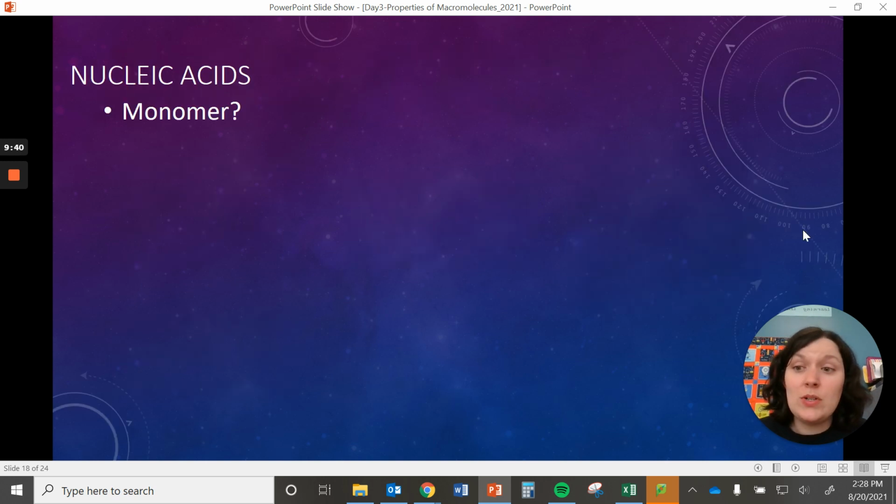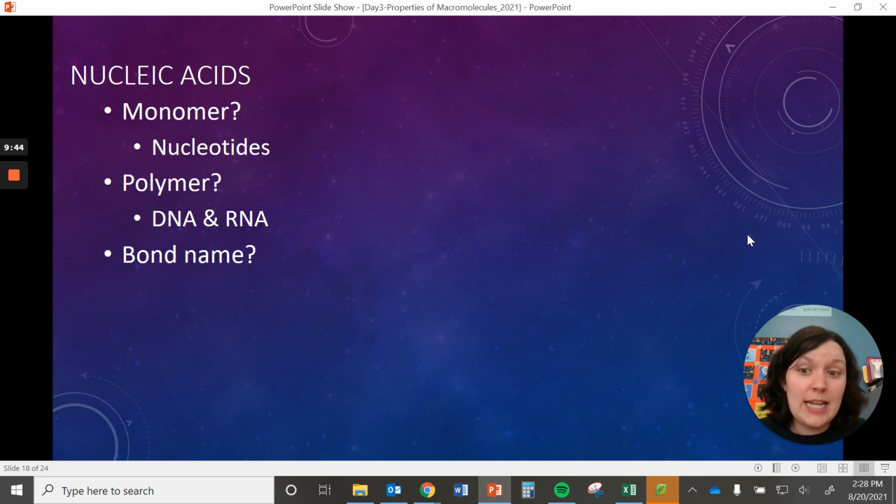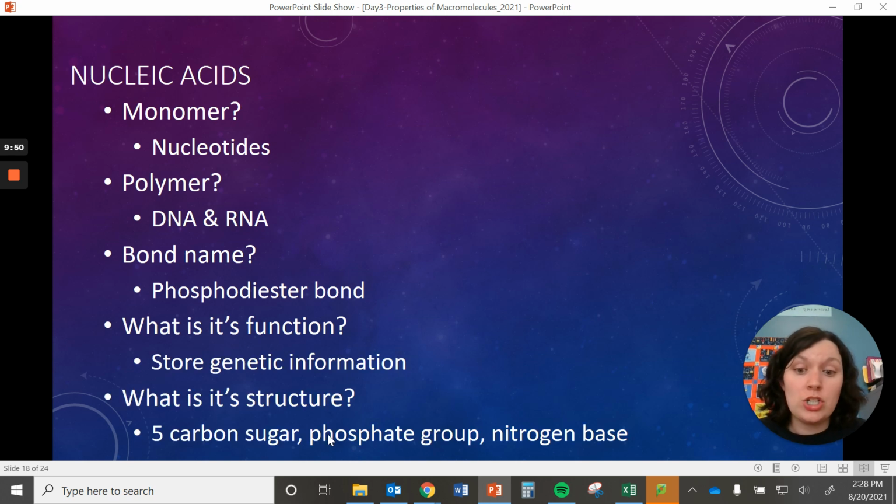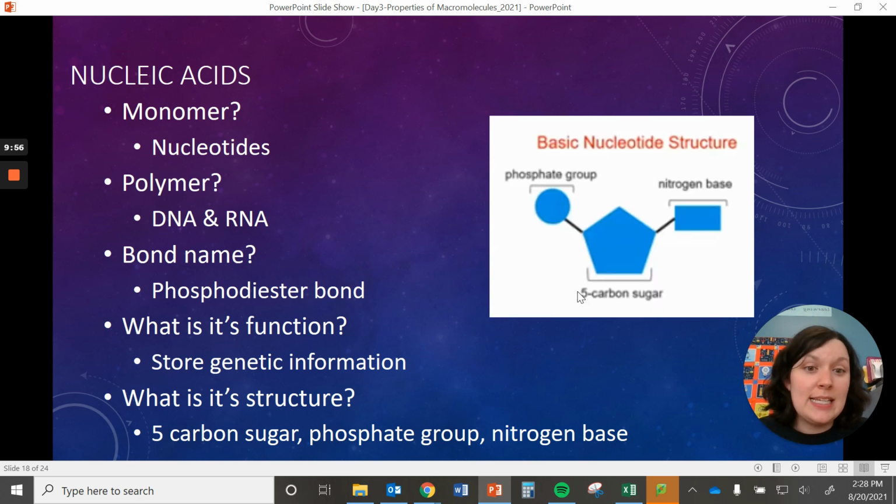Okay, our last one is our nucleic acids. Our monomer are nucleotides, polymer, RNA and DNA, bond name is our phosphodiester bond. Its function is to store genetic information, and its structure, which we haven't talked in super detail about, is a 5-carbon sugar, a phosphate group, and a nitrogen base. Has this overall structure. Phosphate group, 5-carbon sugar.